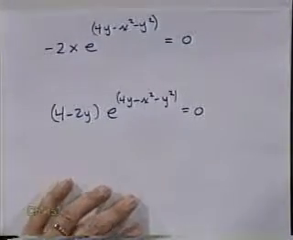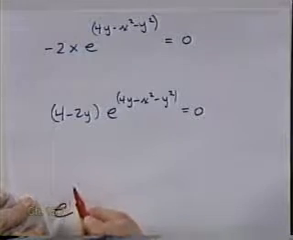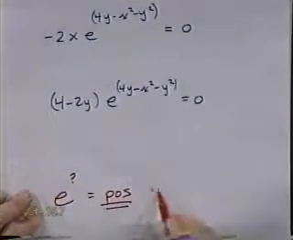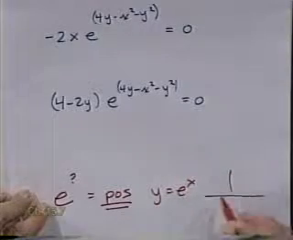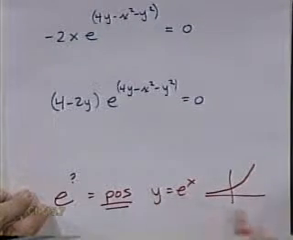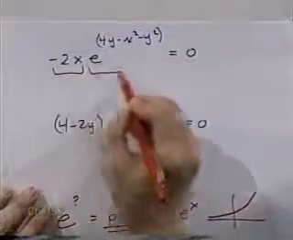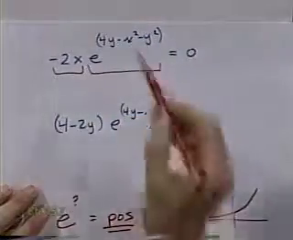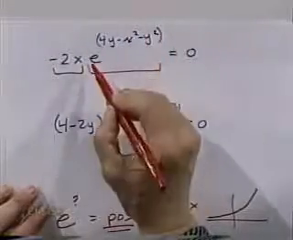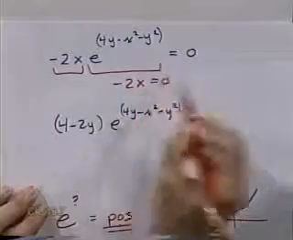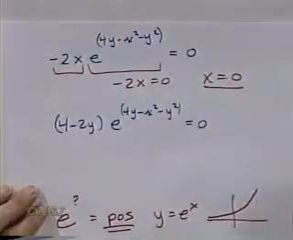Remember back from your calculus 2 days that e to any power is always positive. The graph of y equals e to the x looks like this. It never crosses the x-axis. It's never equal to 0. So if I have this times this is equal to 0, this can never be 0. E to any power is never 0. So the minus 2x must be 0, or x must be 0.